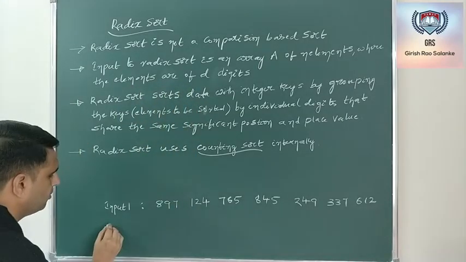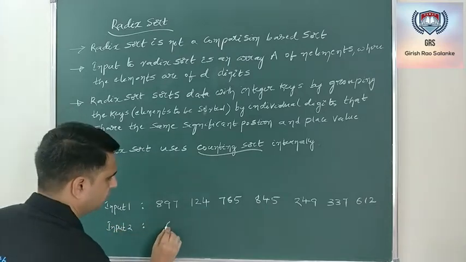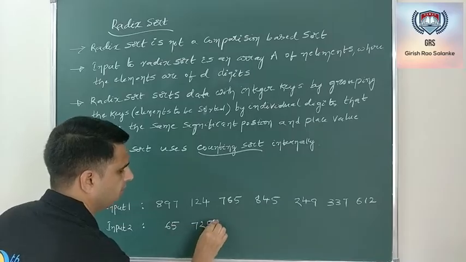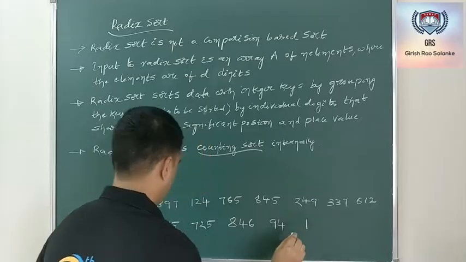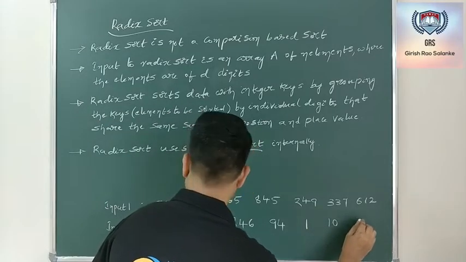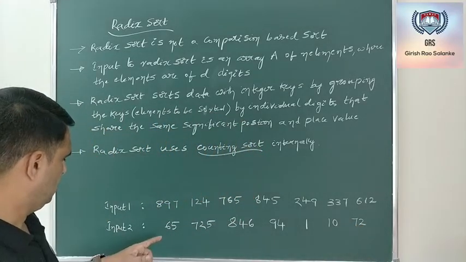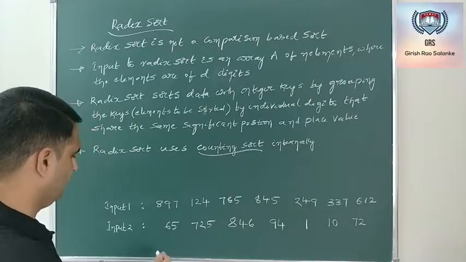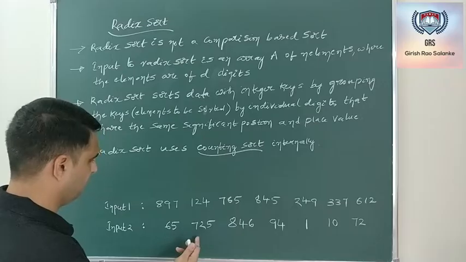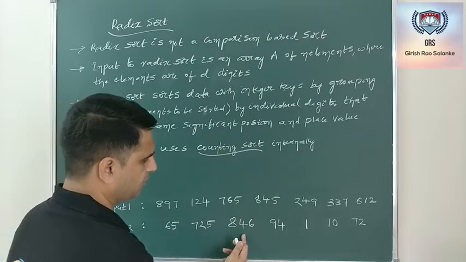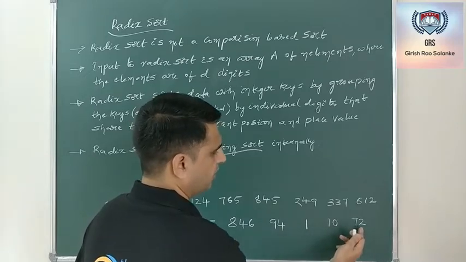I can take one more input. If I have one more input as 65, 725, 846, 94, 1, 10 and 72, something like this. Now, if you see the size of each input, the first key has just 2 digits, the second input has 3, the third has 3, the fourth has 2, this one has 1, 10 has just 2, and 72 has just 2.